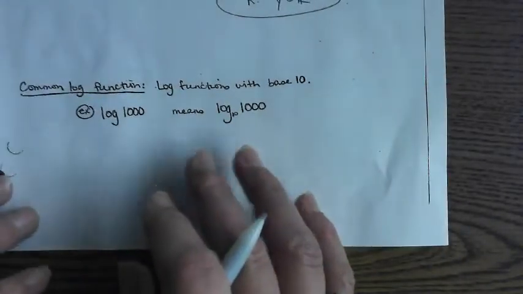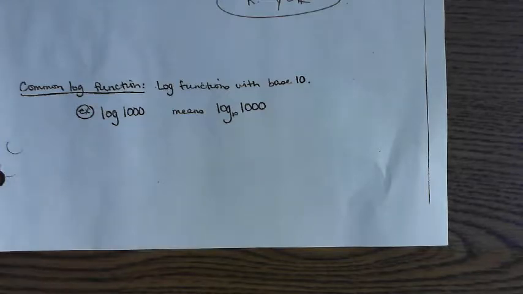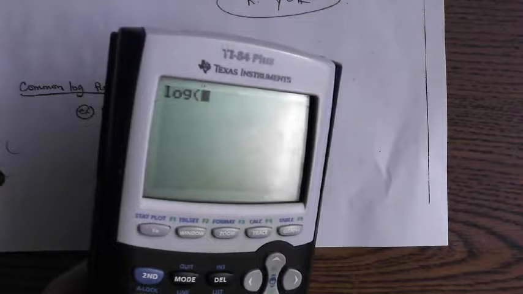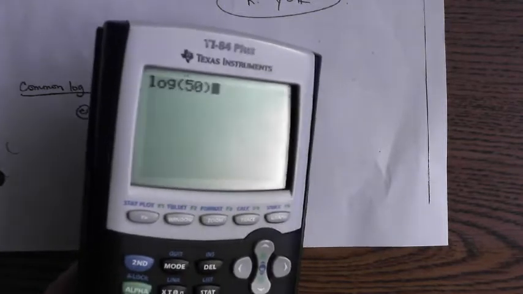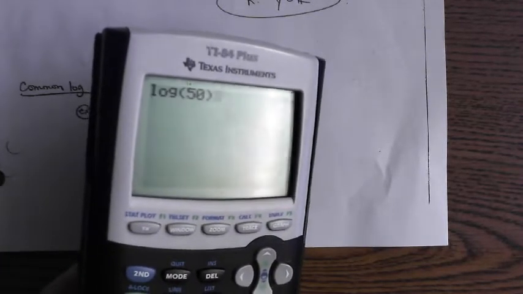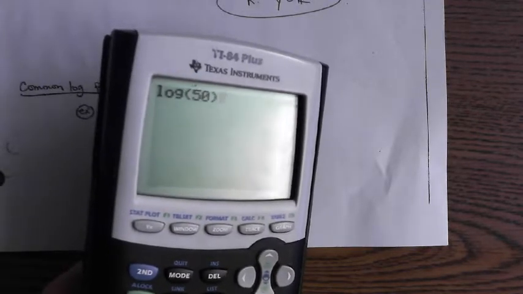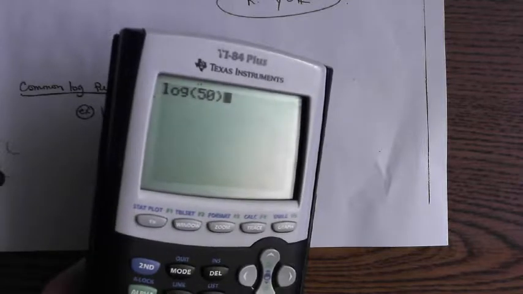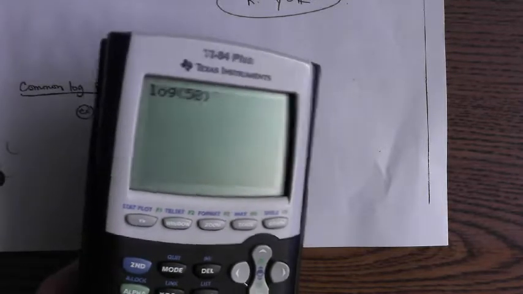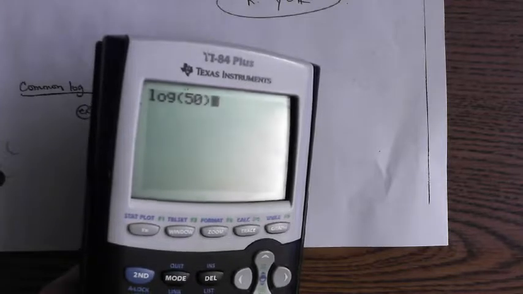Okay, common logs. I don't know if you remember this or not, but logs that have no base written, you have to have a base of 10. Do you remember that? So your calculator, if you just hit log of something, log of 50, that is going to process a log base 10 of 50. So 10 to what power would you say gives you 50? Guesstimate what the value would be. Between what two integers?